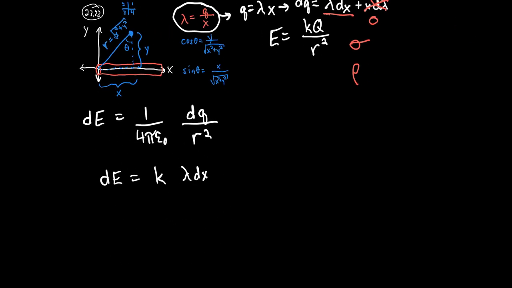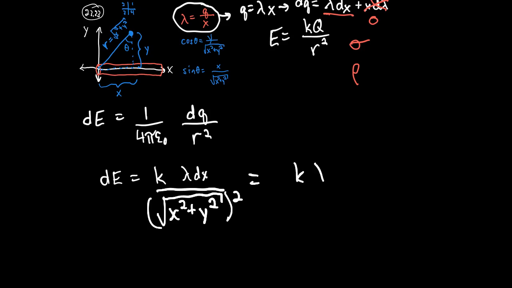And then I also have r squared. What's r squared? The square root of x squared plus y squared. That's r, and then I square that. So now my dE is k times lambda times dx over x squared plus y squared.